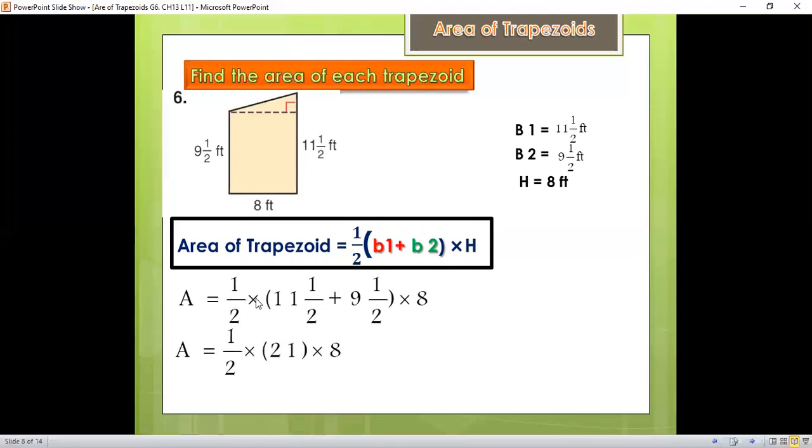Then half multiplied by 21 multiplied by 8. Is it easier to get half of 21 or half of 8? Half of 8 is very easy, it equals 4. Then 4 multiplied by 21: 4 times 1 equals 4, and 4 times 2 equals 8. Then the answer is 84 square feet.